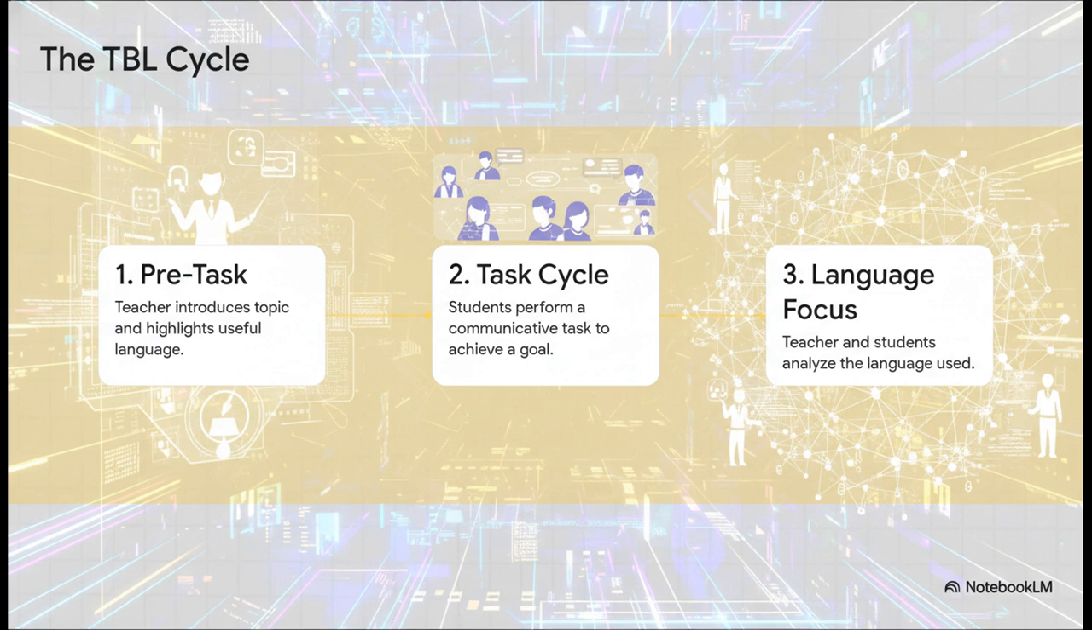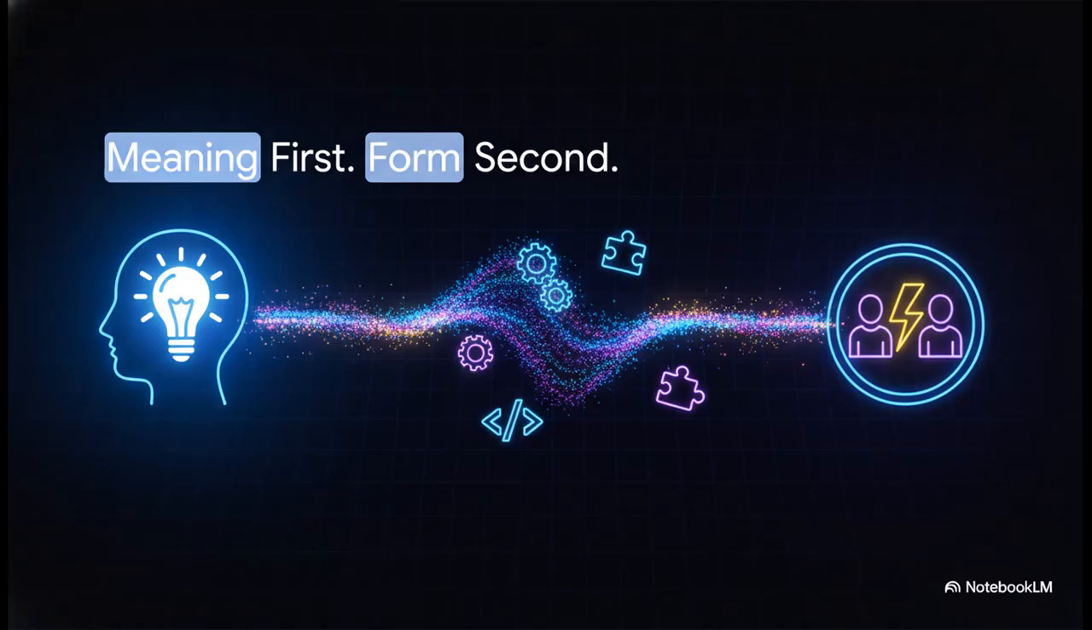You're working with others, focused on solving a problem, on achieving a goal, and after you've done that, you get to the language focus stage. That's where you step back and look at the language you used, what worked, what didn't. It's a really natural cycle of do, then review. The philosophy behind this is simple but kind of radical. Meaning first, form second. Instead of learning a grammar rule and then trying to figure out how to use it, you focus on completing a task. This creates a genuine need to communicate, and you naturally reach for the right language to do it. The grammar becomes a tool you need, not just some abstract rule you have to memorize.